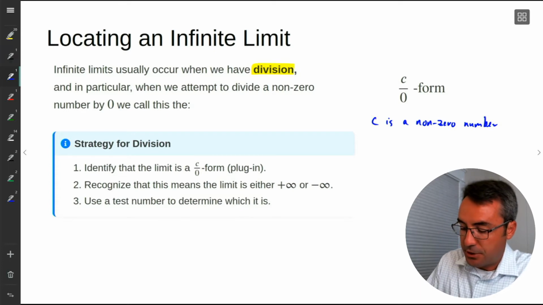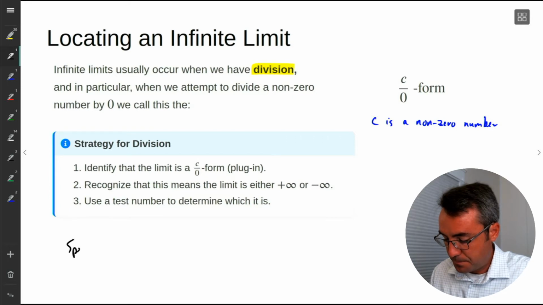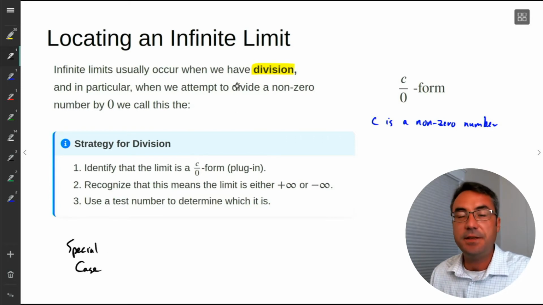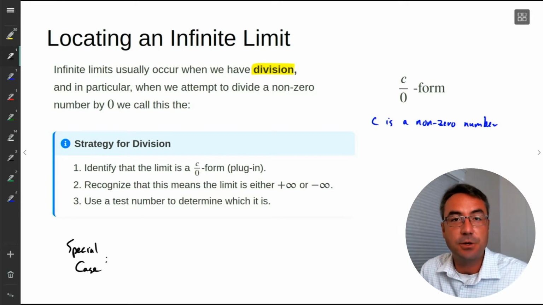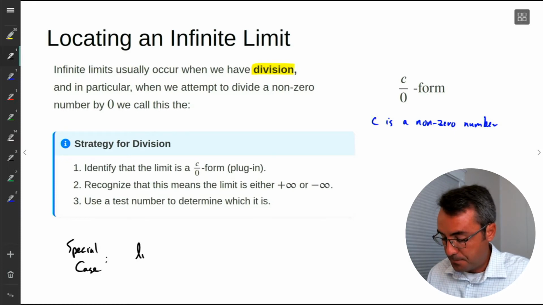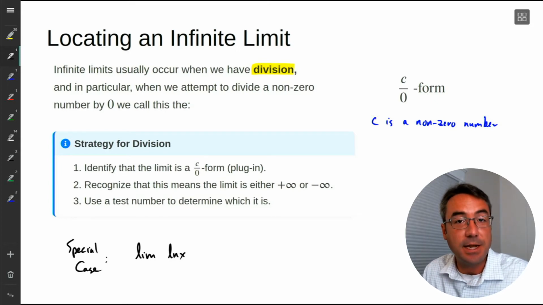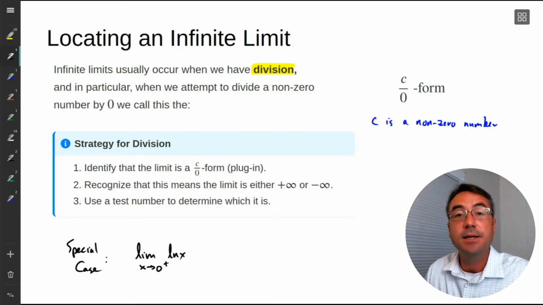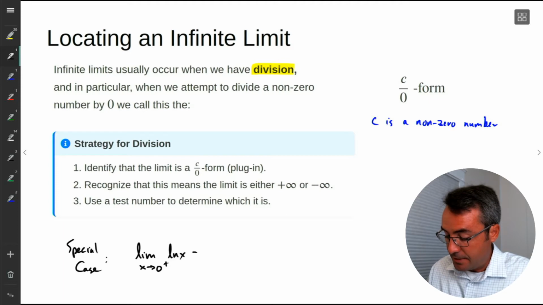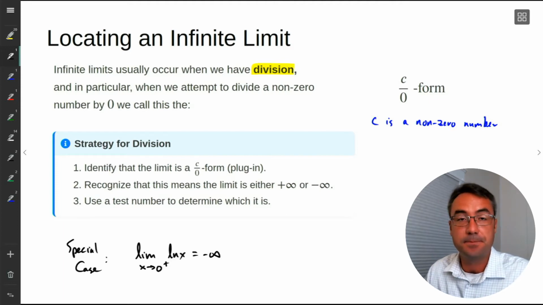Now there is one special case. For the most part, we're going to see these when we have division. But there is a special case that shows up quite a bit, and that's with log functions. So the most common one we use is the natural log. And when x is approaching 0 from the right, this is an infinite limit, and it's equal to minus infinity.